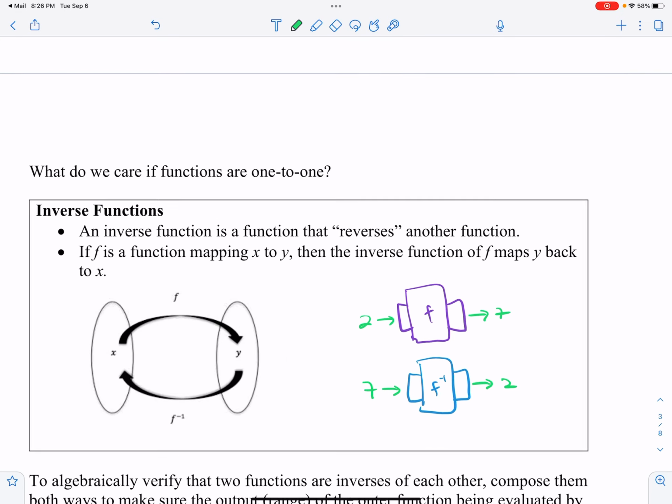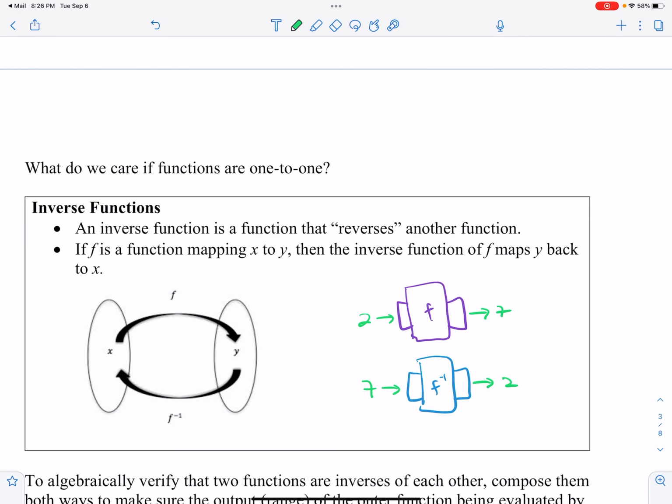So two functions that are inverses of each other, their domain and ranges switch. They flip-flop, right? Because the inputs of the one function will be the outputs of its inverse. And the outputs of the function will be the inputs of its inverse.